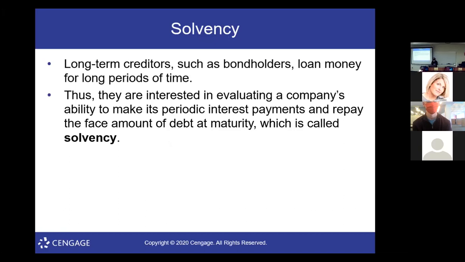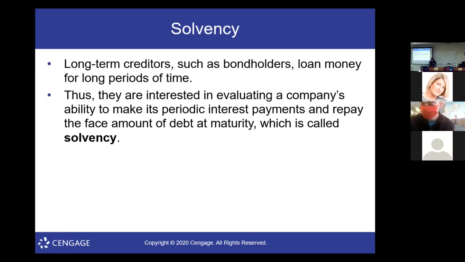Now, long-term creditors like bondholders. In chapter 11, we talked about bonds. A company issues a bond, which is a way of getting capital in the door. The company issues a bond to the bondholder. That bondholder is going to expect to get two things, right? What does the bondholder expect to get? Not dividends, but just interest payments, right?